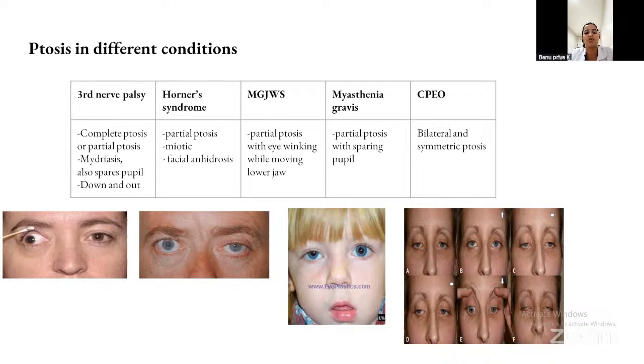And in chronic progressive external ophthalmoplegia, you will see bilateral ptosis with restricted ocular movement. So this is how you need to differentiate ptosis in different conditions. According to this, the treatment, everything goes.